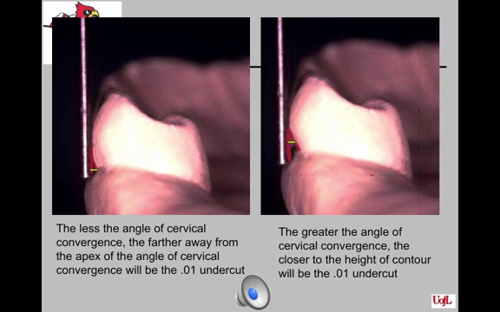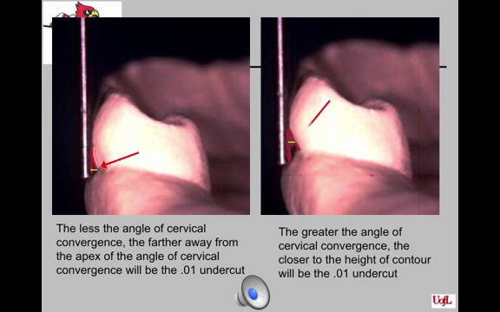Let's say that we are going to use a cast circumferential clasp on this tooth. For ideal retention, we will place the terminal 1/3 of that clasp arm into a .01 undercut. A couple of conclusions you need to make about the angle of cervical convergence are: 1. The less the angle of cervical convergence, the farther away from the apex of the angle, or the height of contour, the .01 undercut will be.